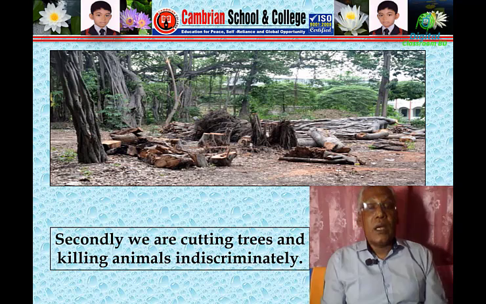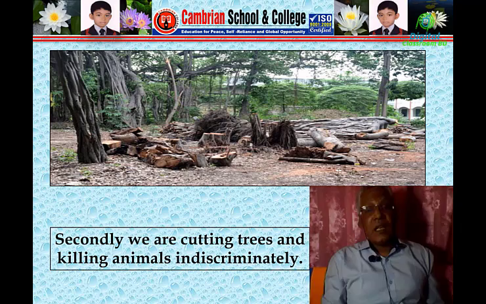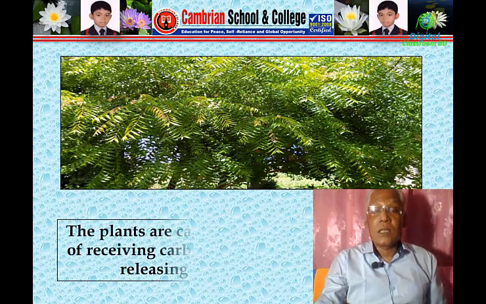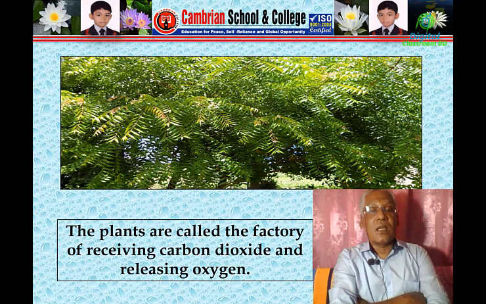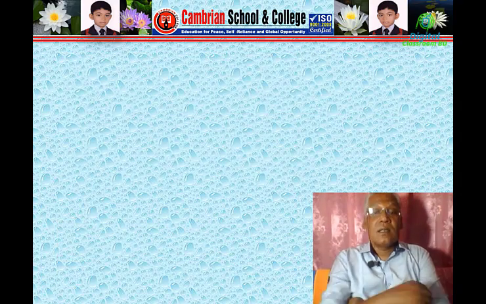Secondly, we are cutting trees and killing animals indiscriminately. Have you noticed it? Okay, and what about the next picture? The plants are called the factory of receiving carbon dioxide and releasing oxygen.